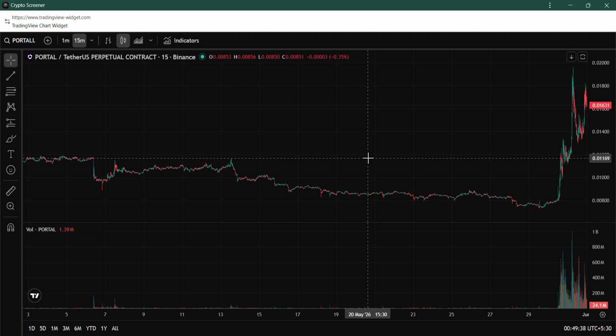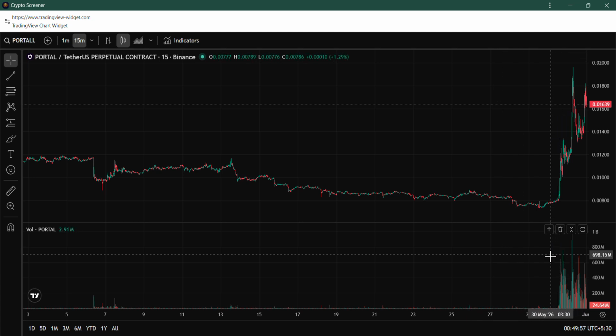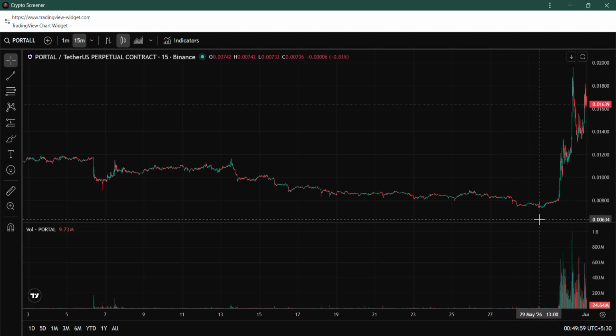Today we will discuss the setup and logic behind the trade which I did in Portal Crypto Coin. So you know very well that my strategy is volume with price movement. Very simple strategy that I can follow.